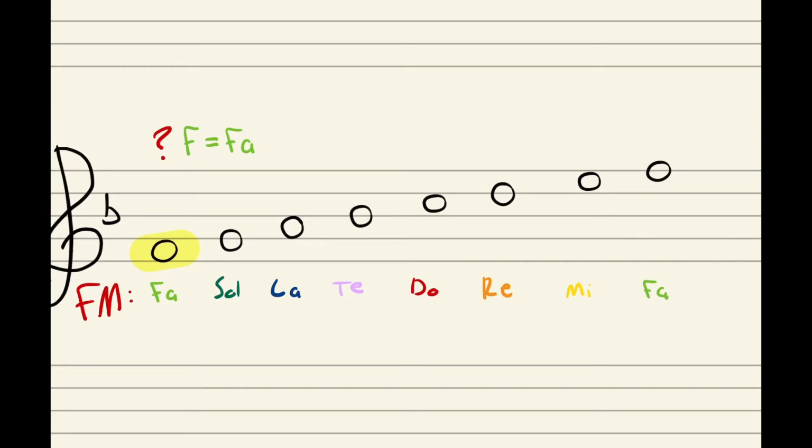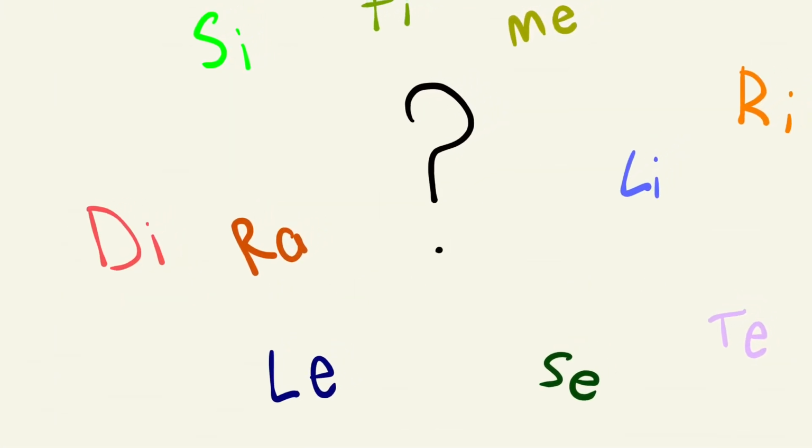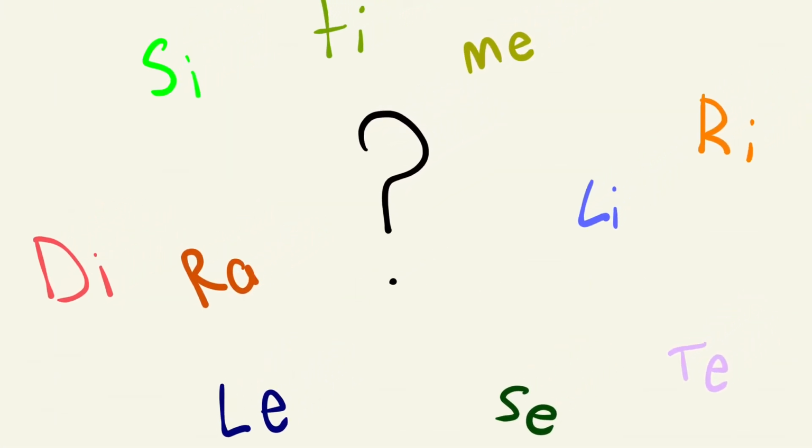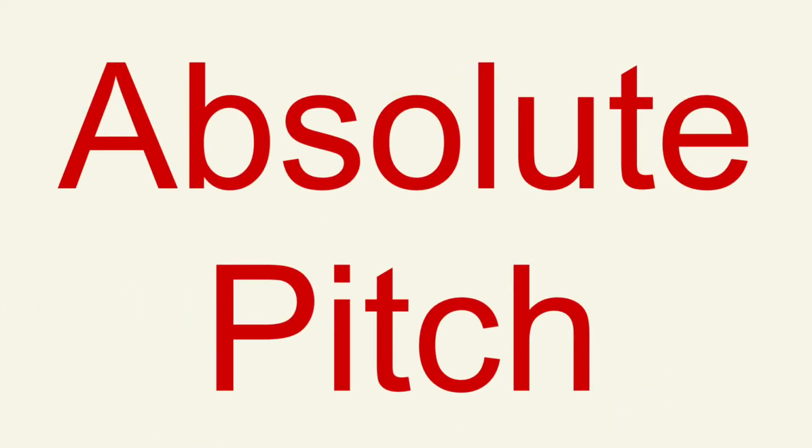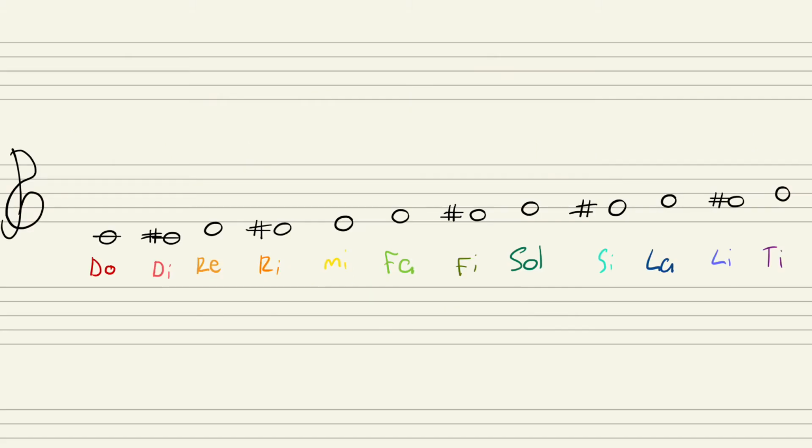Now the concept of fixed do is not very common in the States. Seeing so many altered syllables in a major scale can be confusing if it's something you're not used to. But if started young enough, this system can be very helpful in learning absolute pitch. Assigning a single syllable to each individual note may help a developing brain more quickly recognize that pitch.